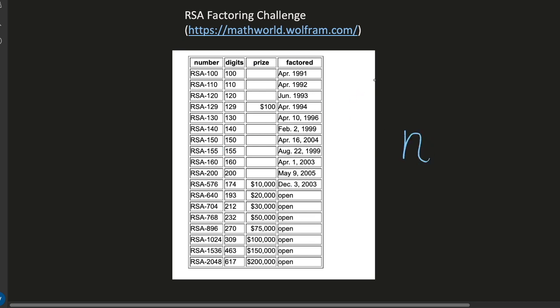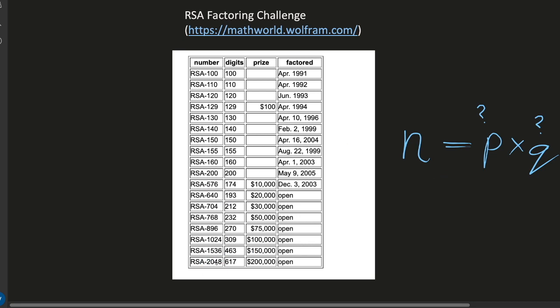That's really long, and they basically wanted you to compute p and q. They wanted people to come up with all kinds of clever tricks to see if they could compute p and q. Know that even though this challenge is closed and the prize money is no longer open, for very large numbers people have still not been able to find the p and q for that particular n.